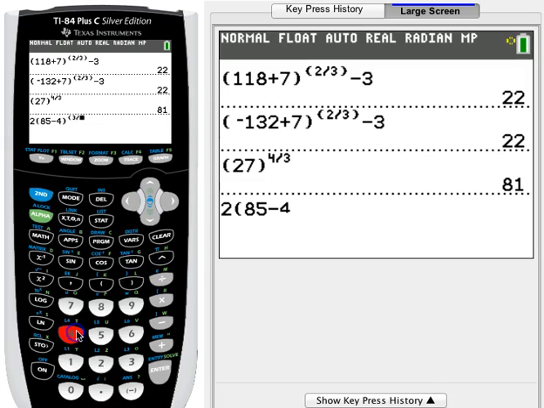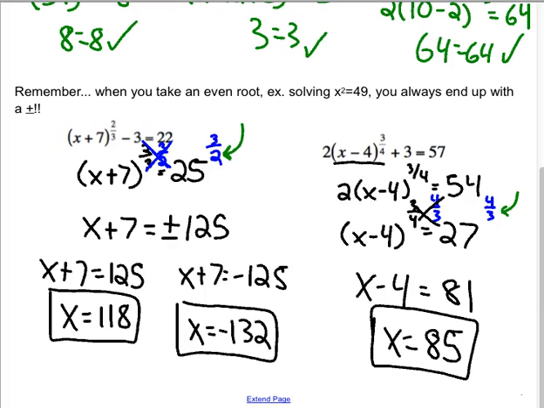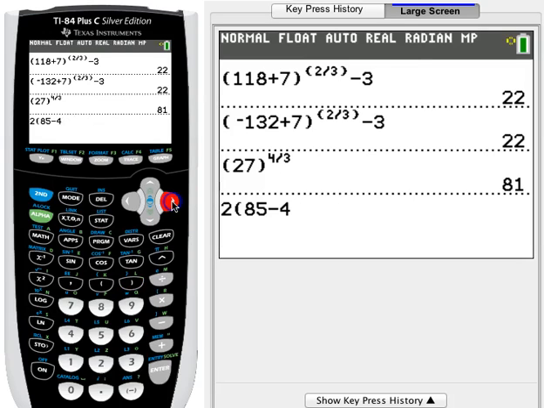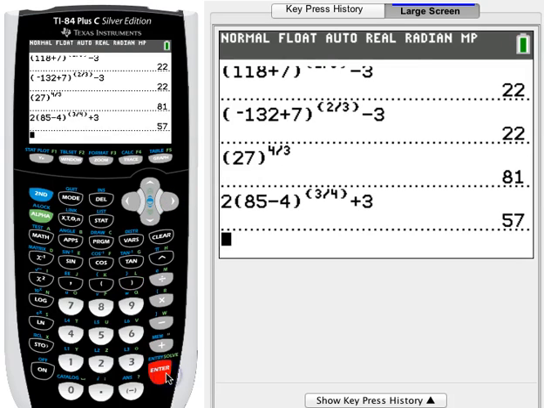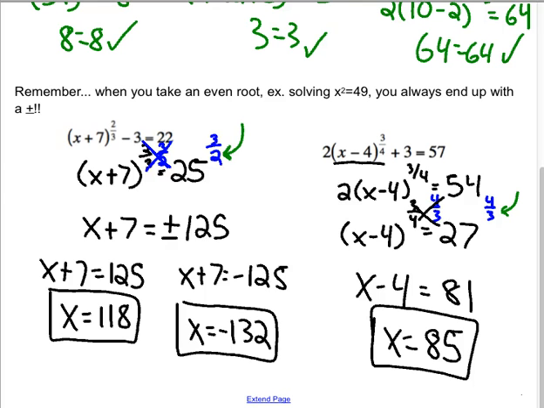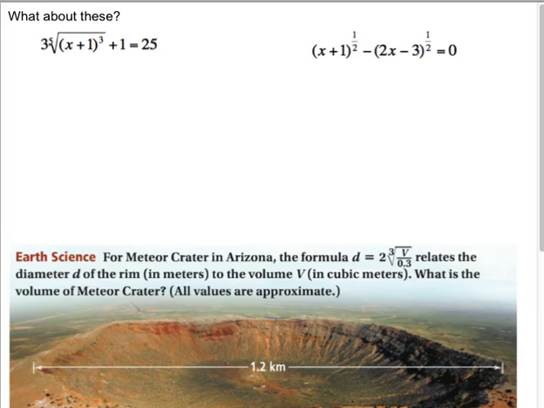Plug in 85 to the original equation, and I just want to check plus 3 at the end. And it does work. It gave me that 57 that my equation started with. All right, so here, let's quickly talk about what happens in these circumstances.